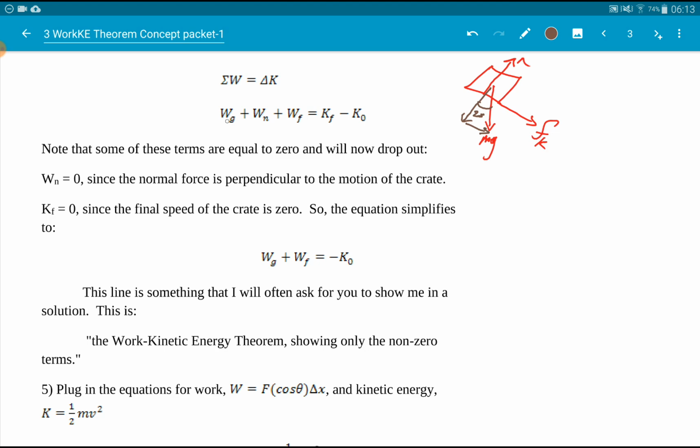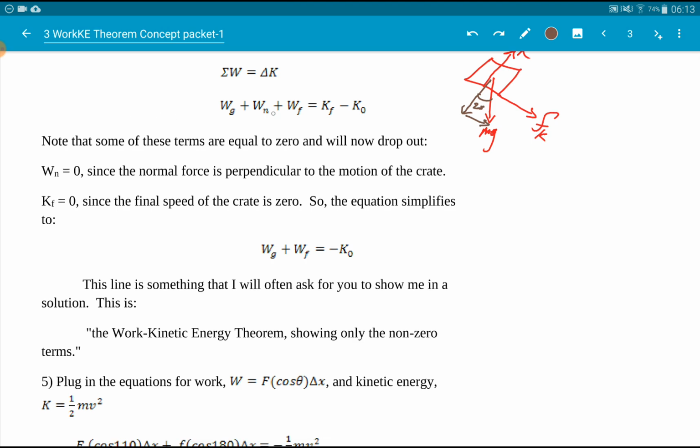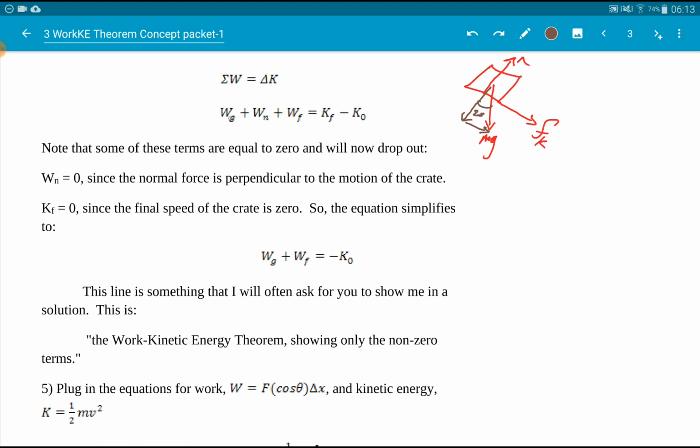And so I do a work term for gravity, the force of gravity, a work term for this normal force, and then I say, hey, maybe the frictional force is doing some work. So I just put a W with a subscript of each force there. If I had 7 forces, I'd have 7 different work terms. If I had 1 force, I'd have 1 work term here. And that's equal to the ending kinetic energy minus the beginning kinetic energy.